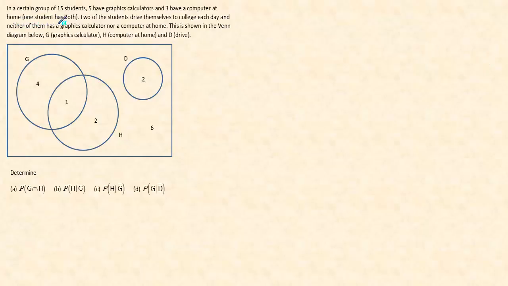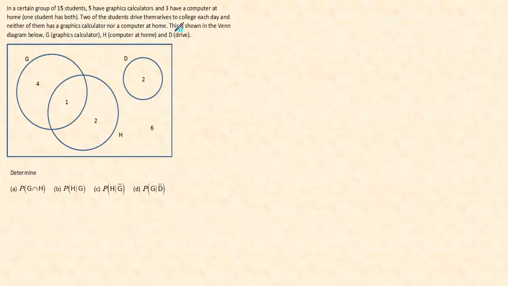In a certain group of 15 students, 5 have graphics calculators and 3 have a computer at home. One student has both. We can see that student just here. So graphics calculator is G, computer at home is H.